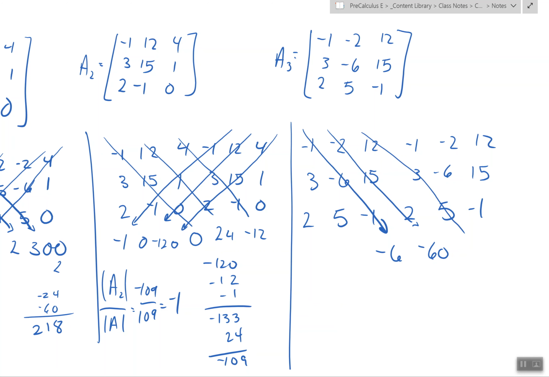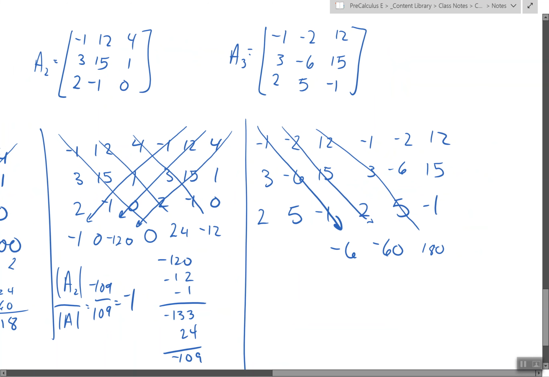So 180, positive. Then we're going to do 5 times 15, so 75, negative 75, but we're doing the opposite sign, so it's going to be positive 75. 3 times 2 times 1, so that's positive 6, but make it negative. And then 2 times 6 times 12, which is going to be 144. It would be negative 144, but we'll make it positive because we want opposite sign.